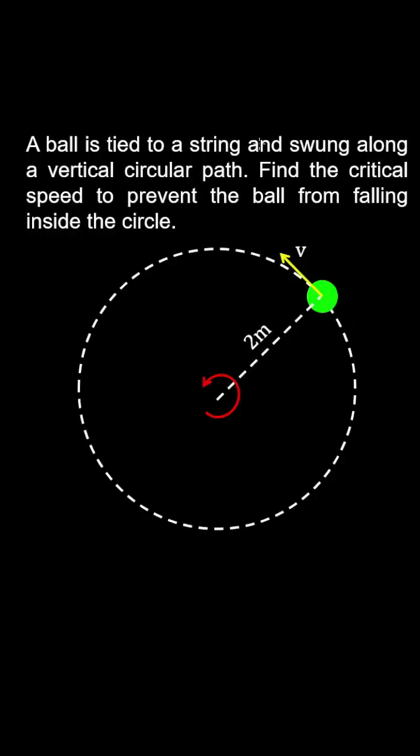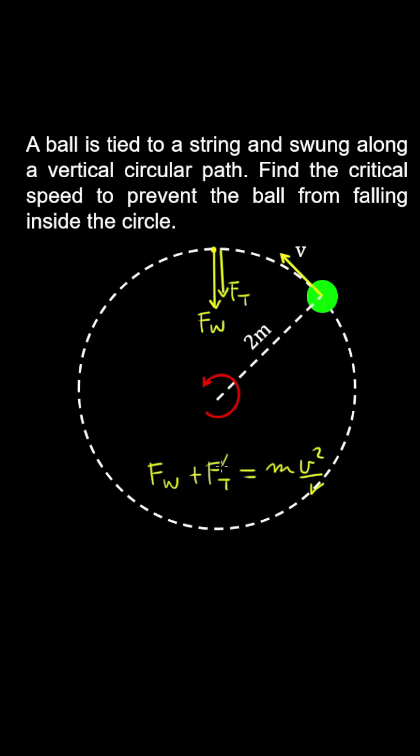A ball is tied to a string and swung along a vertical circular path, and we're asked to find a critical speed to prevent the ball from falling inside the circle. Well, the critical point in a circle is at the top, because that's where the force of weight is pointing in the same direction as the tensile force in the string. Applying Newton's second law, we have the force of weight plus the tensile force equal to the mass of the ball times the centripetal acceleration.